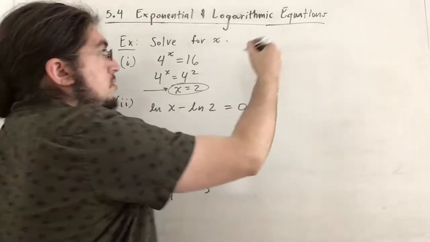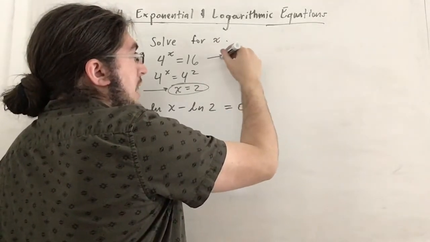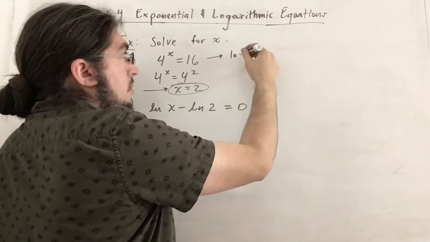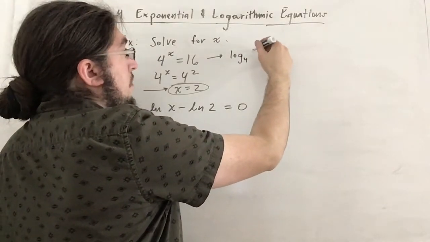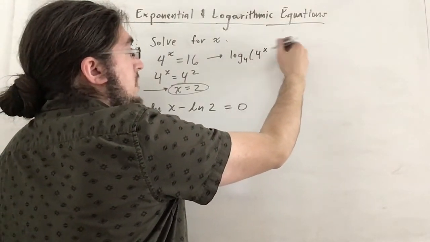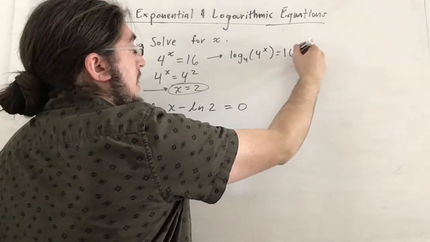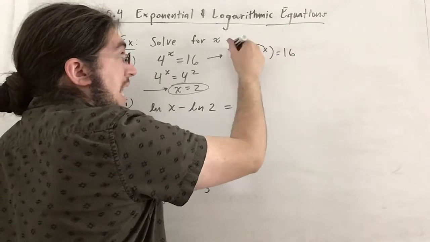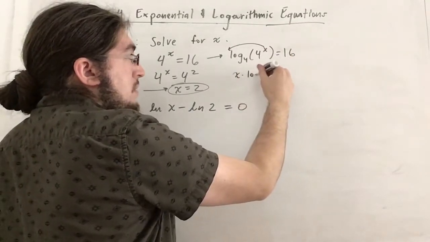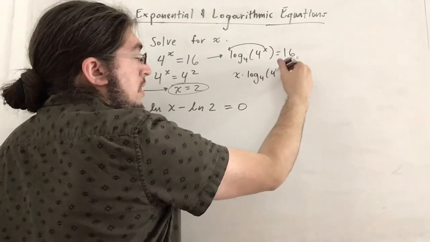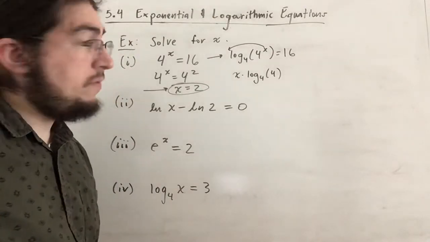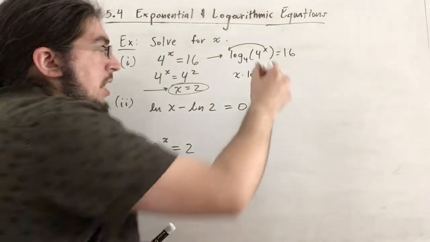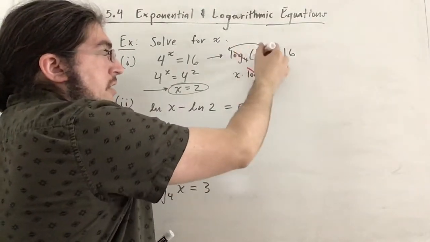If you wanted to use log, you can actually take log base, well, the base is 4. So if you take log base 4 on both sides, you get log base 4 of 4 to the x is equal to 16. You can use the power rule of logarithms to bring the x out. So this is x times log base 4 of 4. But remember, what's log base 4 of 4? It's just 1. Another way of seeing this is they could have canceled here and you just get x.